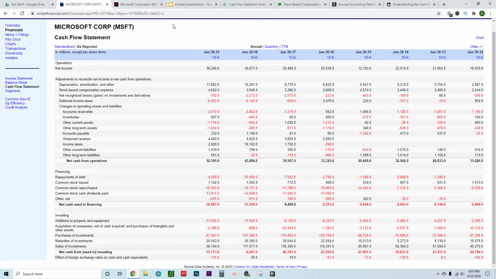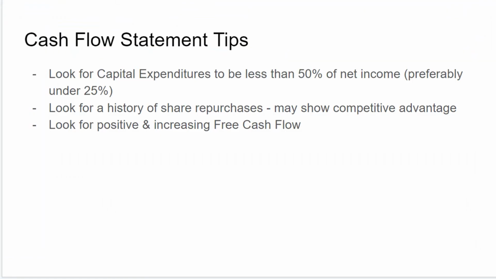So that is a cash flow statement in a nutshell. Now I'm going to give you guys a few things to look for when analyzing a cash flow statement. The first thing you want to look for is capital expenditures to be under control. Ideally we want to see capital expenditures less than 50% of net income. Preferably we want to see under 25%, but under 50% is acceptable.